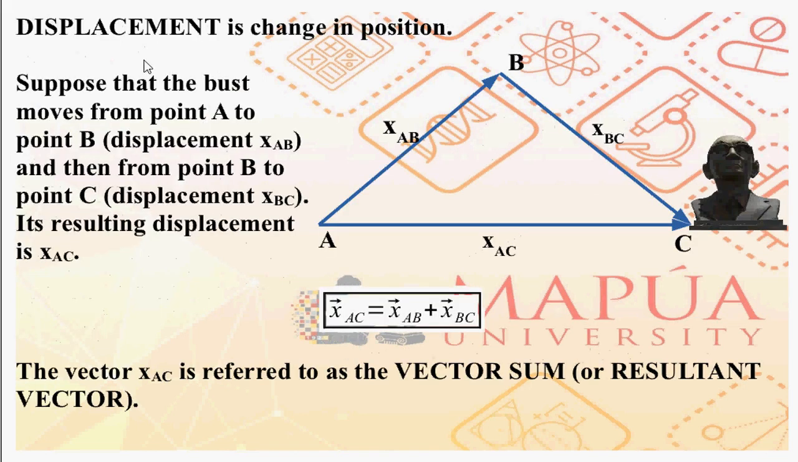Displacement is change in position, and you'll recall displacement is a vector quantity. It has magnitude and direction. Suppose that the bust moves from point A to point B, displacement XAB, and then from there the bust moves to point C, displacement XBC. The resulting displacement as the object goes from point A to B to C is XAC. This tells us that XAC is equal to XAB plus XBC. The resultant displacement, the vector XAC, is referred to as the vector sum or resultant vector.